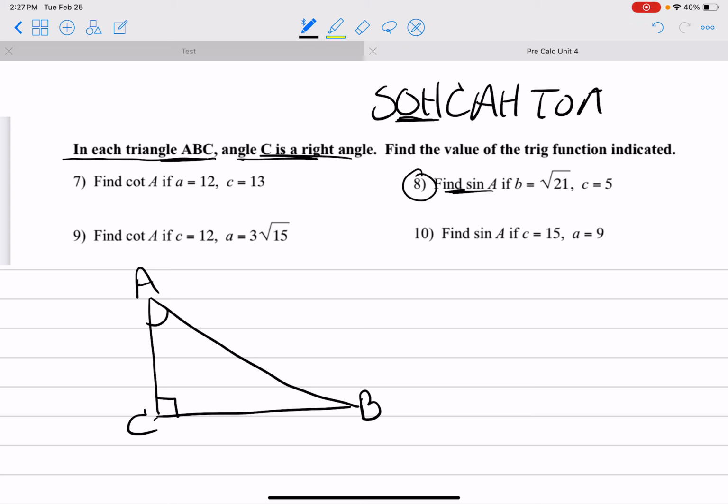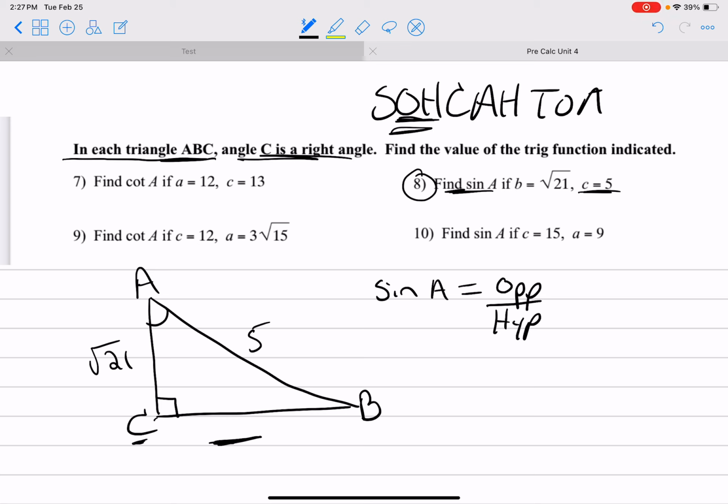If b is the square root of 21, so if this is point B, this is side b, square root of 21. C, if this is angle C, c measuring 5 is across from that. Okay? This one, we don't know. But I know that I need to find the sine of angle A, and sine is what? Opposite over hypotenuse. Okay, because that's right here.